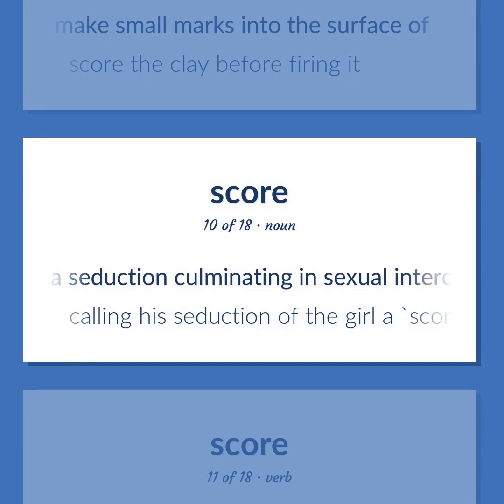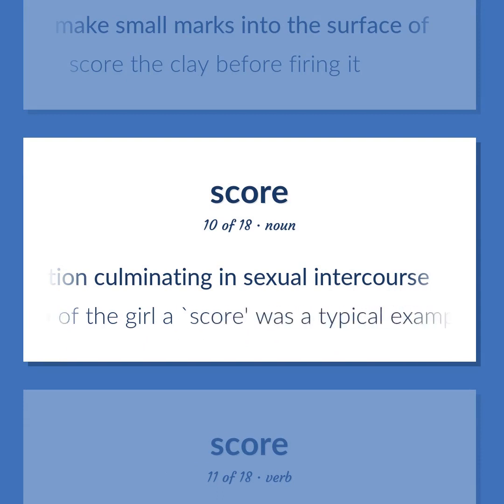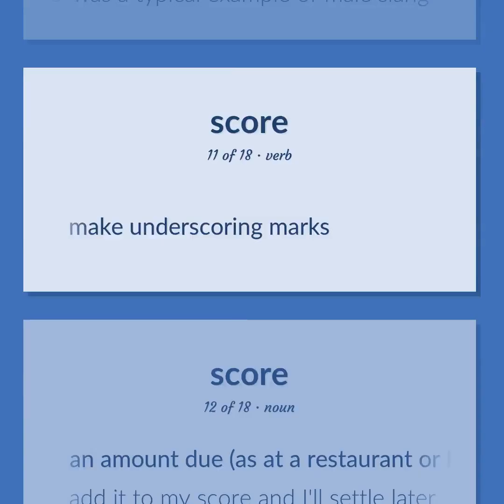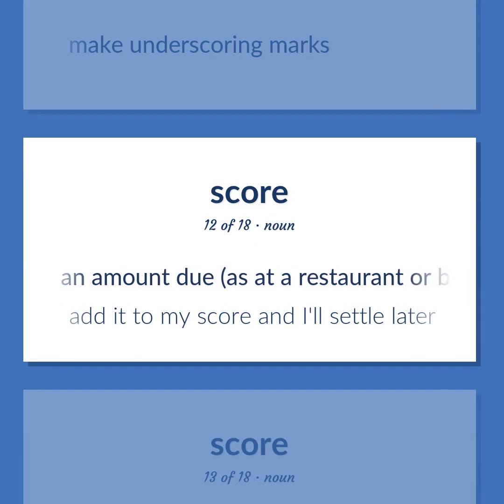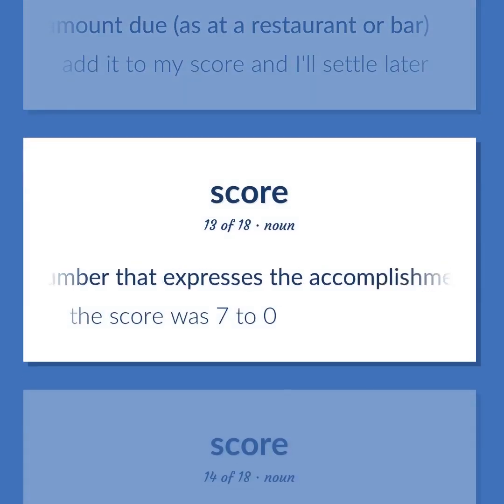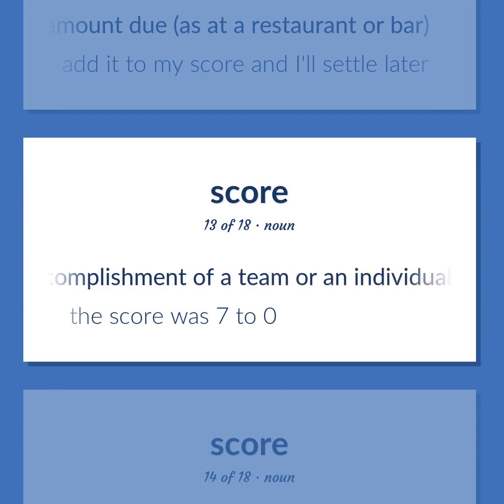A seduction culminating in sexual intercourse. Calling his seduction of the girl a score was a typical example of male slang. Make underscoring marks. An amount due, as at a restaurant or bar. Add it to my score and I'll settle later. A number that expresses the accomplishment of a team or an individual in a game or contest. The score was 7-0.